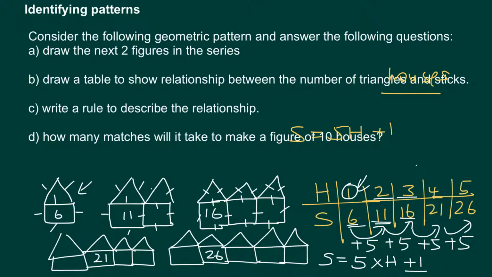Then part D has, how many matches will it take to make a figure of 10 houses? So again, it's a simple matter of substituting 10 into where the h is. So we have S equals 5 times 10 plus 1. 5 times 10 is 50, plus 1 is 51. So it will take 51 different sticks to make up 10 different houses that are structured like this. Let's have a look at the next question.